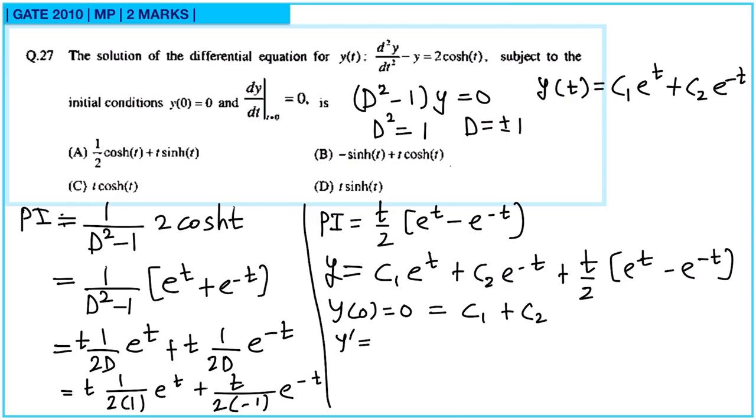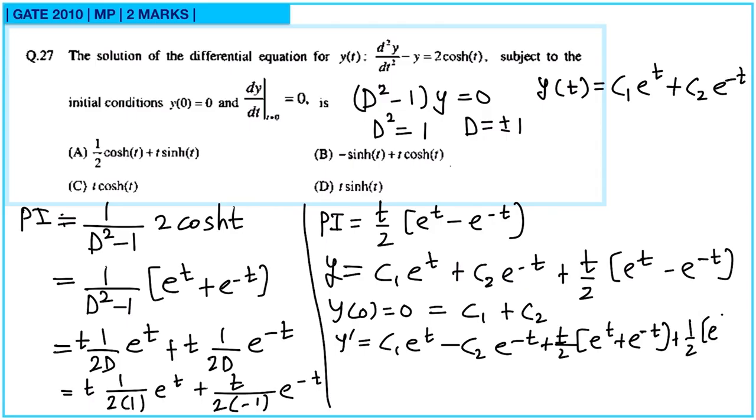Now the derivative of this will be c1 e raised to t minus c2 e raised to minus t plus t by 2 into the derivative of this, e raised to t plus e raised to minus t, and plus half into e raised to t minus e raised to minus t. This will be its derivative, and y dash of 0 is equal to 0 again. So this will be c1 minus c2.